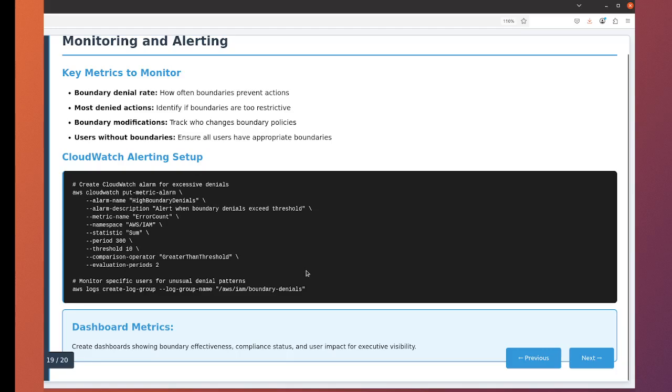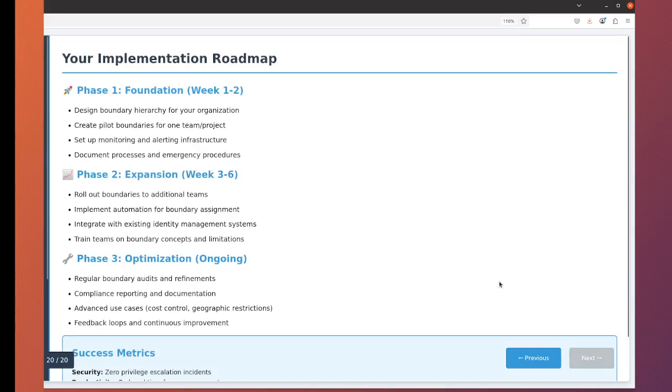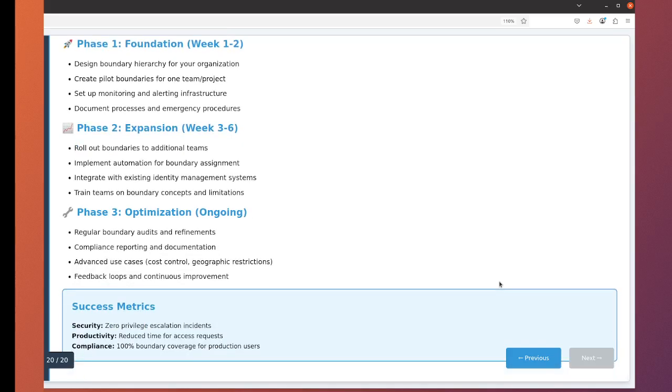The key metrics to monitor include denial rates by user and role, most commonly denied actions, and changes to boundary policies themselves. These metrics help you optimize your boundaries and detect potential issues. Consider creating dashboards that show boundary effectiveness and compliance. Security teams need visibility into how boundaries are protecting the organization. Your implementation roadmap. Congratulations, you now have a comprehensive understanding of AWS IAM Permission Boundaries.